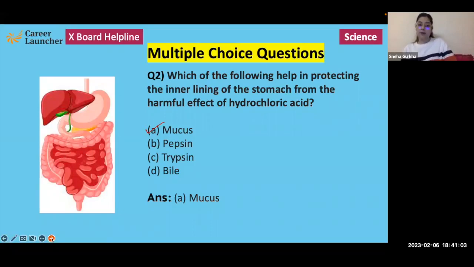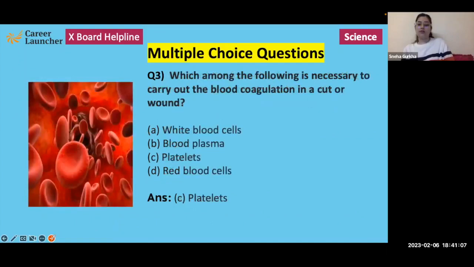If we move on to the next question, the next question says, which among the following is necessary to carry out blood coagulation in a cut or wound? So this is a very straightforward and a very easy question. We know that platelets are the elements that are responsible for the clotting or coagulation of blood.